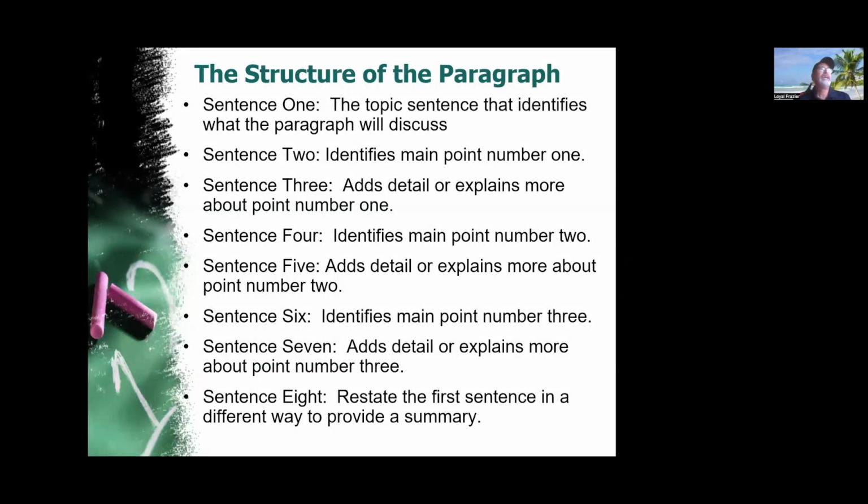And so here's what it looks like. I just Googled this one and grabbed it. Every time I do this, I grab a different one. So sentence one, topic sentence that identifies what the paragraph is going to discuss. Essentially, that's the beginning of a thesis. It all ties together with my evil plan of trying to get kids to be able to write a thesis paragraph. So sentence two identifies main point number one. Sentence three adds detail about number one. Sentence four identifies main point two, explain it. Main point three, explain it, restate it in the eighth sentence.